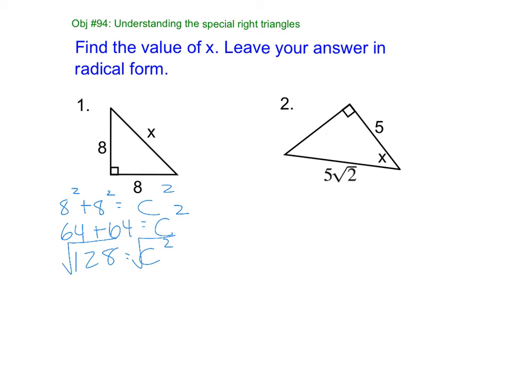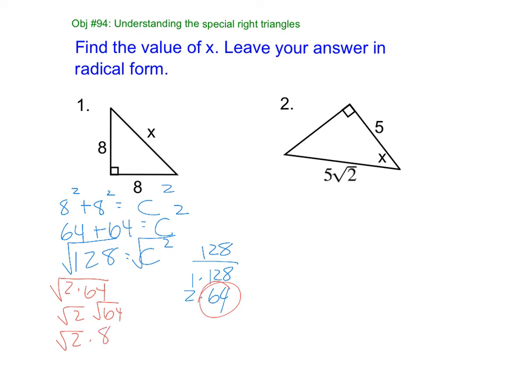And then we're going to simplify. 128 is 1 times 128. 2 times 64. Notice, and that's actually our perfect square, is 64. So notice this is really similar to the do now. Root 2 times 8, so 8 root 2. Now look back at your do now.